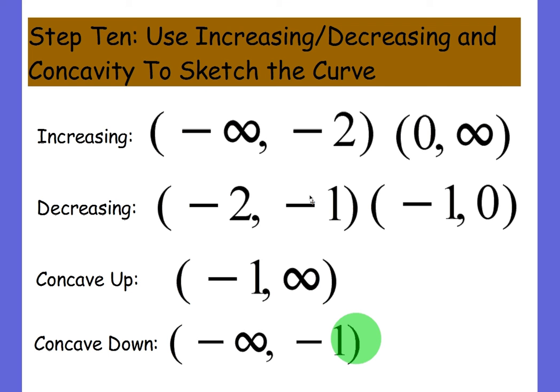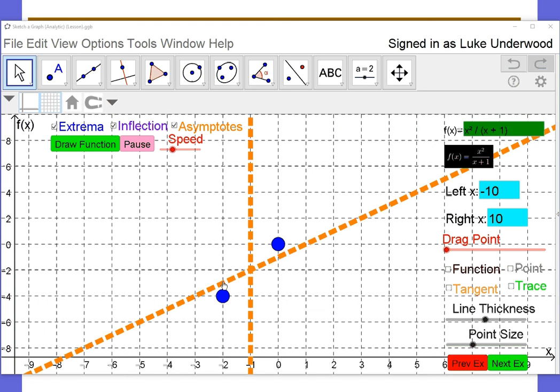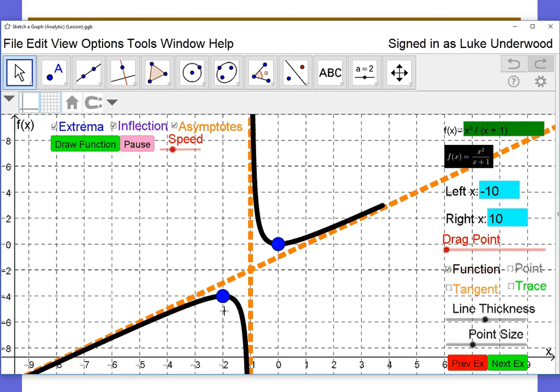And now that we've taken all this into account, let's go ahead and sketch this graph. Okay, so we're just going to go ahead and connect these dots with all of that information. Let's take a look. So we can see it's concave down, and then a relative max at -2, -4, and then it goes to concave up from -1 to infinity with the relative min at 0, 0.